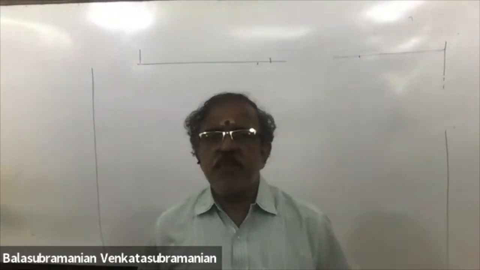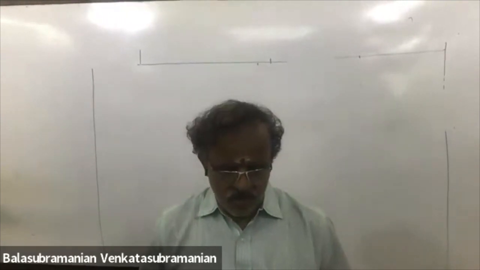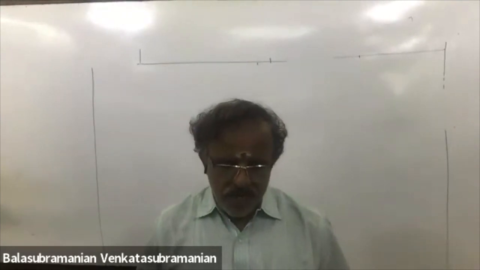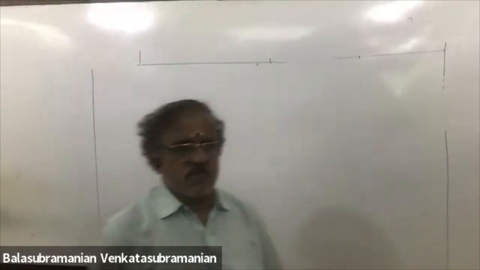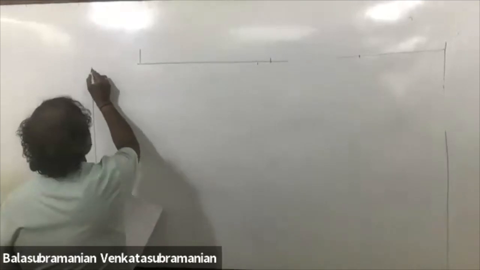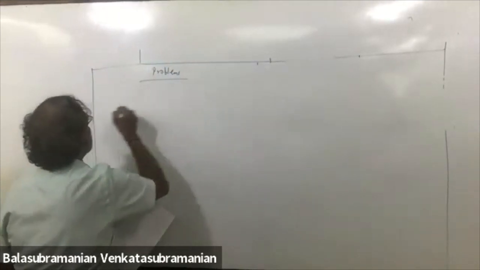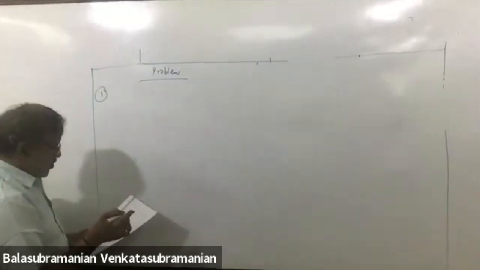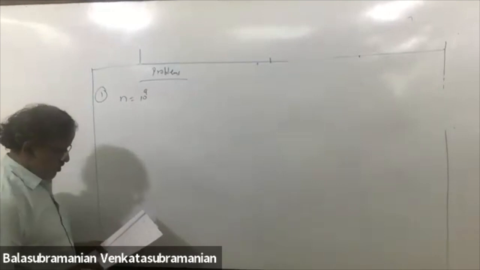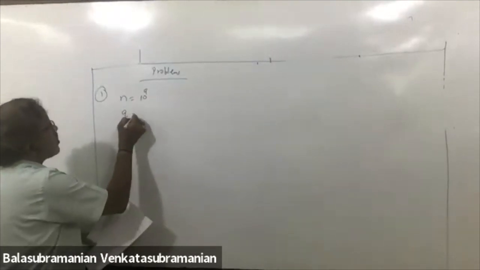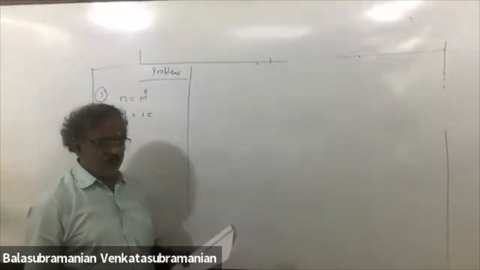A body gives 10 power 9 electrons every second. We need 1 coulomb total charge. What is the time required? That is the question. First, the number of electrons is 10 power 9. Total charge Q is equal to 1 coulomb. These are the data given.